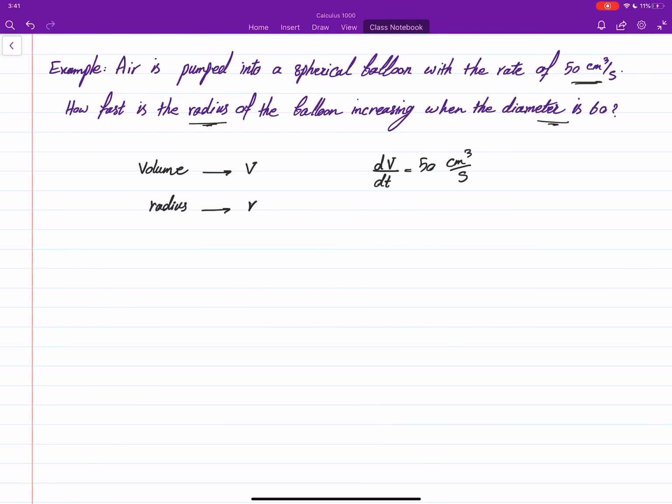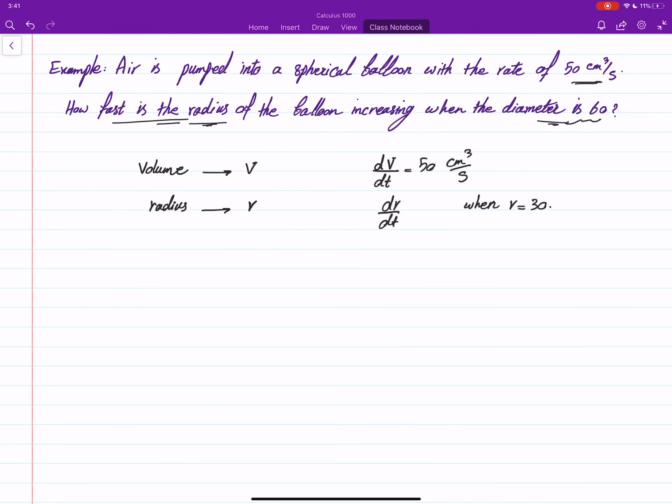And then the question is how fast. How fast means what is dr/dt when the diameter is 60. In other words, when the diameter is twice the radius, so when r is 30 centimeters.